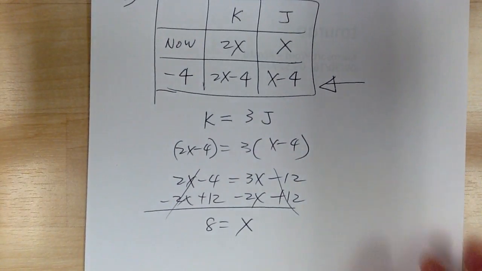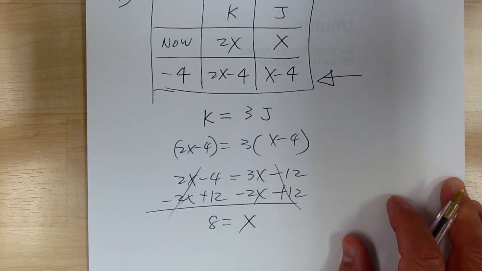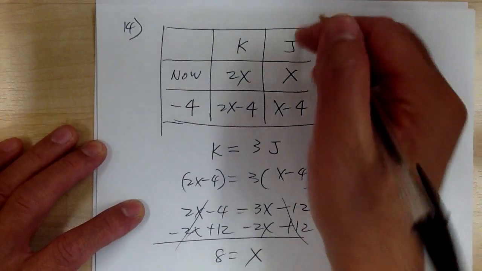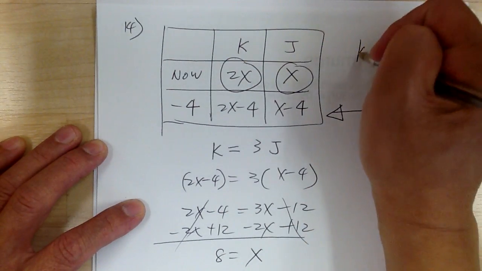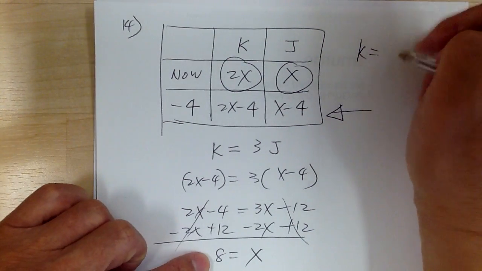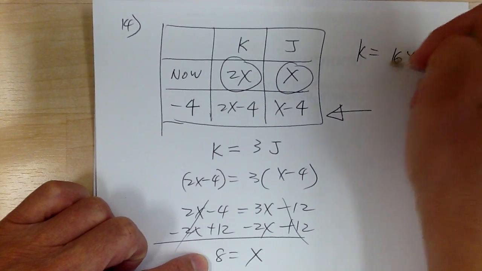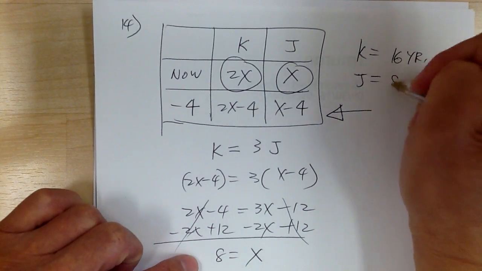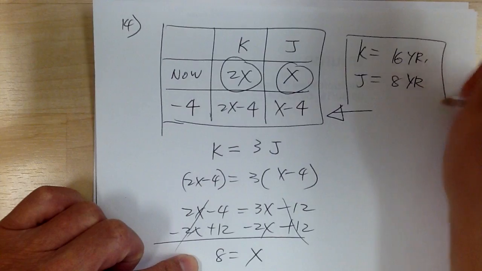So now you have to go back and answer the question. It asks how old is each girl now? So you're looking for now. So Kelly is 2x, so 2 times 8 is 16. And Judy is x, which is 8. Okay, and that's it. That's 14. Okay, let's go to 15.